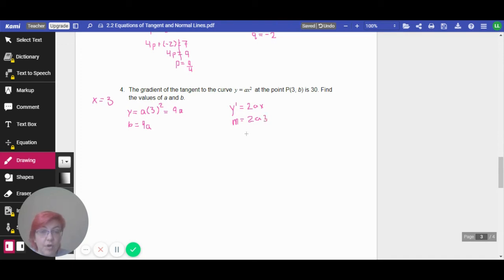All right, now I know that 2 times 3 is 6. So 6a equals the gradient, which is 30. Divide both sides by 6, and a equals 5. From there, I can just plug it in. So b equals 9 times a, which is 9 times 5, which is 45. All right, and there you have your values of a and b.